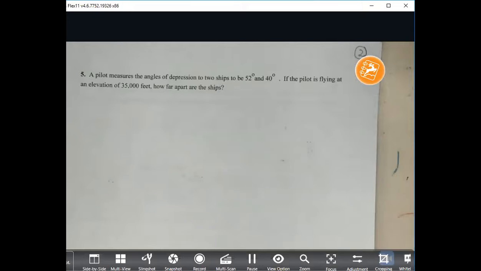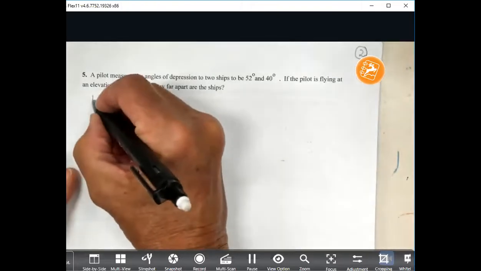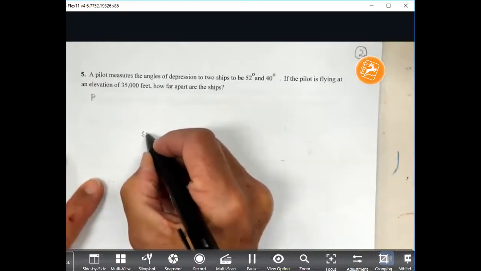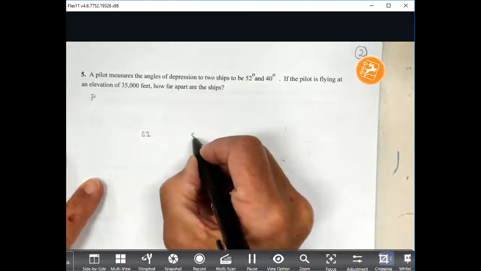Okay, a pilot measures the angles of depression of two ships to be 52 degrees and 40 degrees. If the pilot is flying at an elevation of 35,000 feet, how far apart are the ships? Okay, so let's put a pilot up in the air. And then let's put our two ships here, ship number 1 and ship number 2.